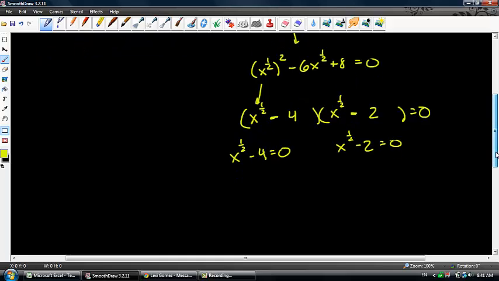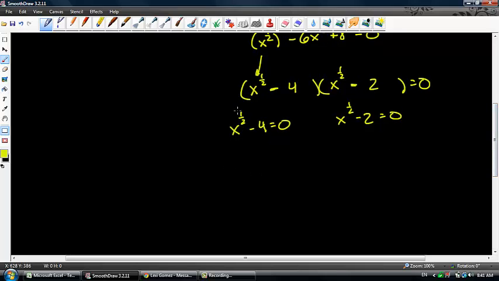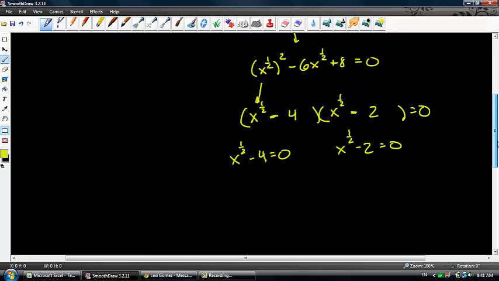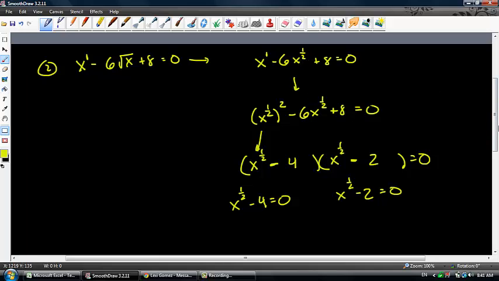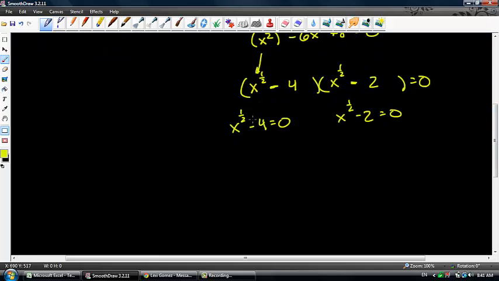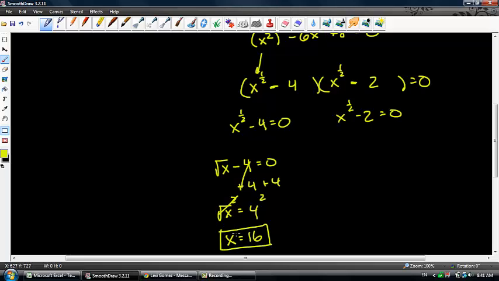I'm going to rewrite these so that they look a little easier to handle. Remember, we converted rad x into x to the 1/2. I'm going to convert back. X to the 1/2 is really rad x minus 4 equals 0. Now I'm going to add 4 to both sides. So I get rad x equals 4. Now instead of square rooting both sides, because x is already being square rooted, I'm going to square both sides. And so since I'm squaring both sides, I don't need plus or minus. X really just equals 16.